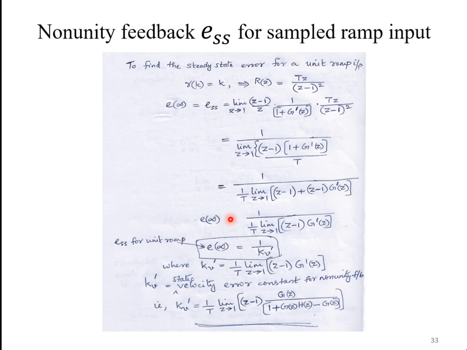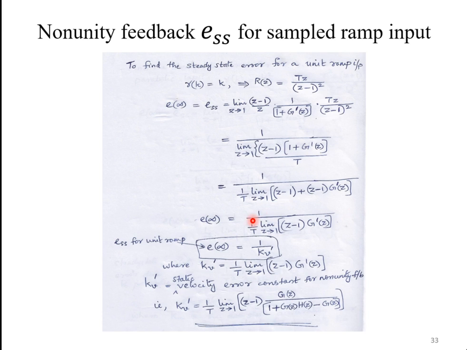So that is equal to 1 over 1 by T limit z tends to 1 of z minus 1 times g dash z, because the first term goes to zero when z tends to 1, 1 minus 1 is 0. But here we cannot just negate the second term. Why? Because we have seen already in other examples, if g dash z has a discrete time pole at z equal to 1, that means z minus 1 is there in the denominator, that will get cancelled, and we usually call that a type 1 system and so on.